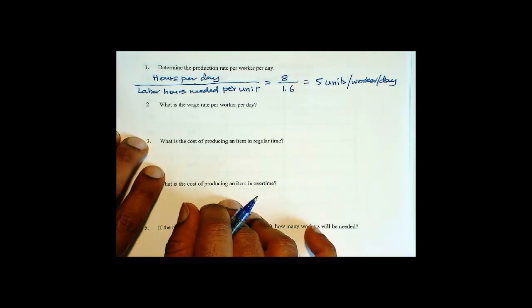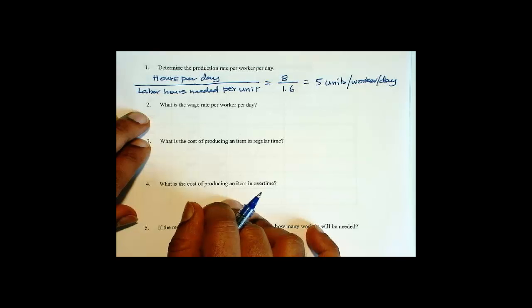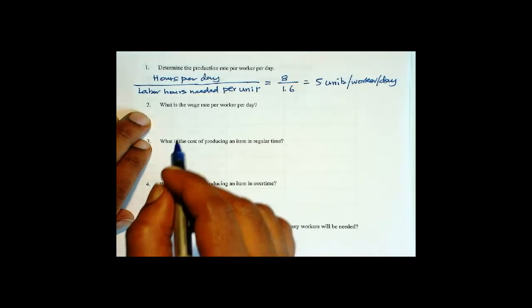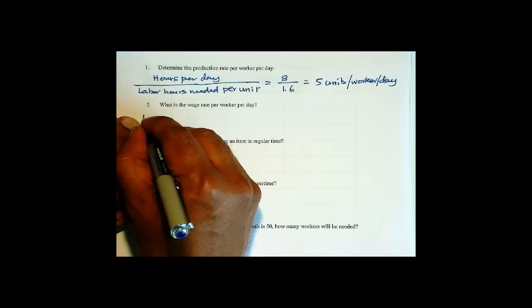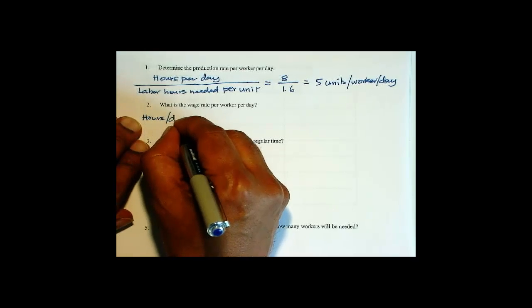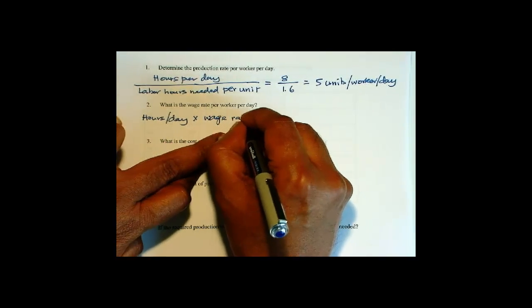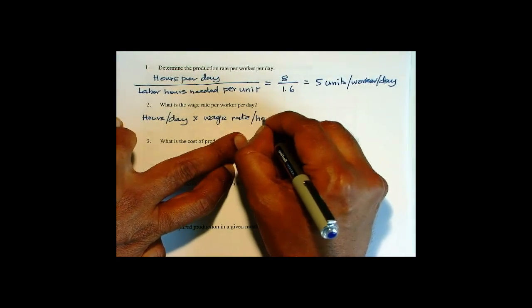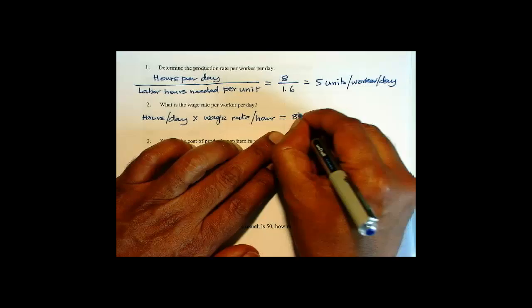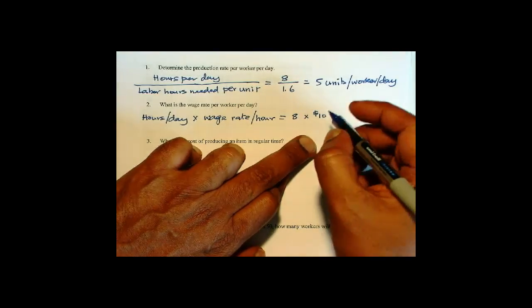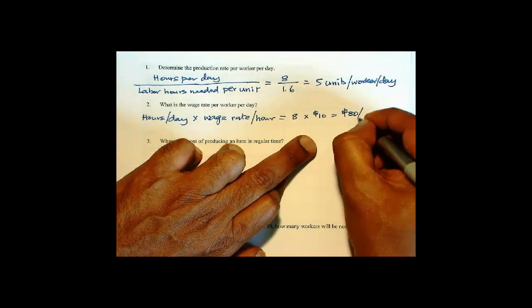So next question is, what is the wage rate per worker per day? Once again, this is on per day basis. If the number of days are same and it is not given, then we will use per month or per quarter. This is hours per day multiplied by wage rate per hour. So 8 times $10. Again, we know 8 hours a day and our wage rate is $10. So it is $80 per worker per day.